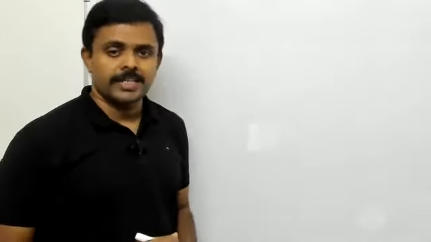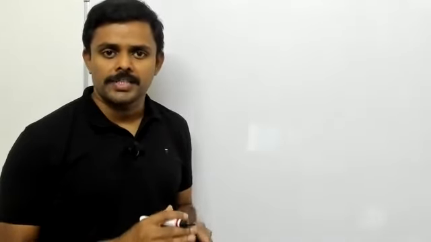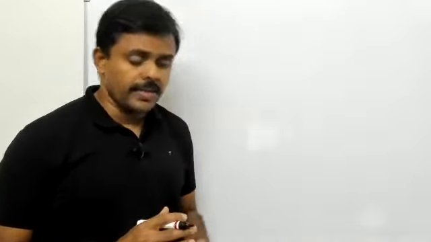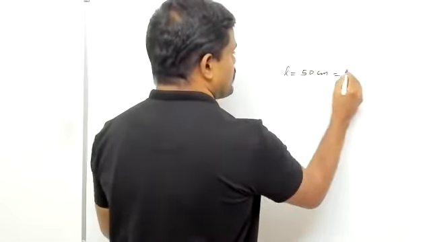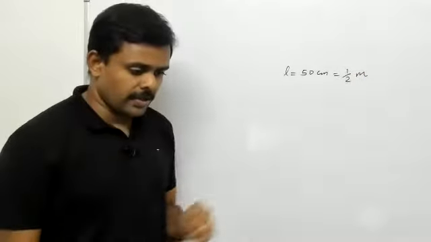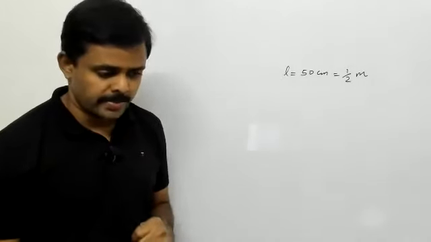Question number 16. A wheel with 8 metallic spokes. I told you in the case of metallic spokes, the number of spokes is irrelevant. That is not to be taken into consideration. Whatever the number is, each spoke is 50 centimeters long. So the length is given. 50 centimeters is half a meter. The rod is rotated with a speed of 120 revolutions per minute.